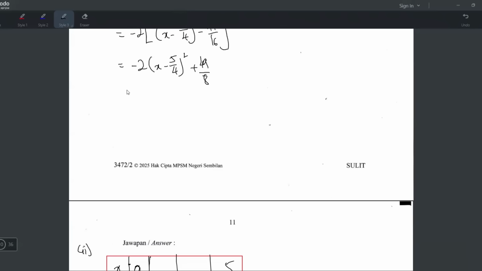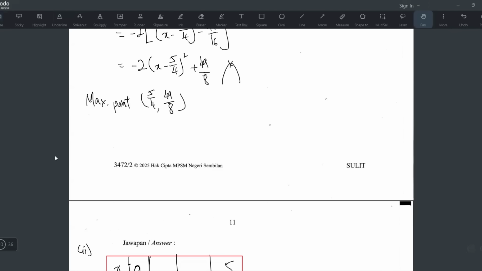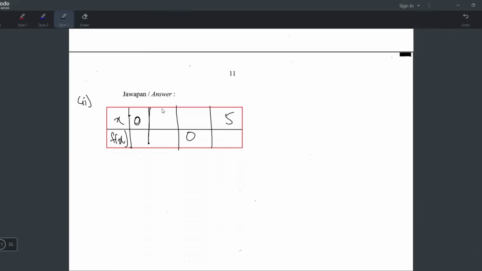Alright, so the turning point you can get from here. For the x coordinate you can refer here, but when you take it out you have to change the sign. So it becomes 5/4. And then 49/8, that's the y coordinate. Is this turning point a minimum or maximum? The a is negative, so it should be a maximum point, because a negative means the shape is like this. So it's a maximum. Okay, 5/4, 49/8, I will write it here. So this one is the TP, turning point. And then later this will give you the y-intercept. This one will be the x-intercept, and this one is the last point.